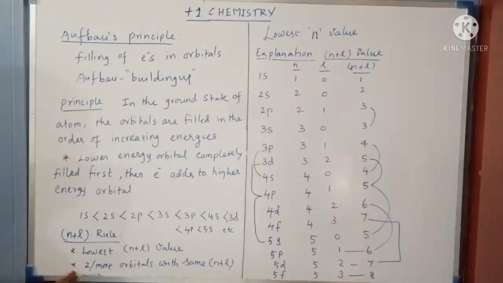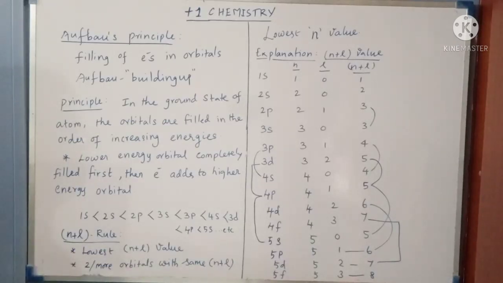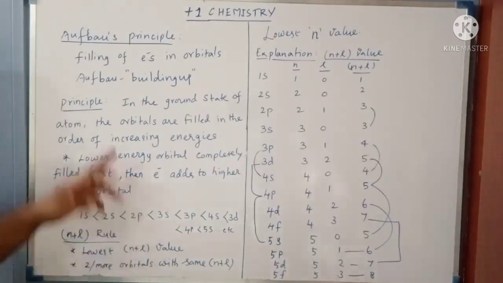The second rule: suppose two or more orbitals have the same n plus l value. In that case you have to consider the n value, because even though two or more orbitals have the same value of n plus l, they may have different n values. So now you have to fill the electron in the orbital whose n value is lowest. These are the two rules we have to follow while filling electrons in various orbitals, as well as writing this order based on the Aufbau principle.